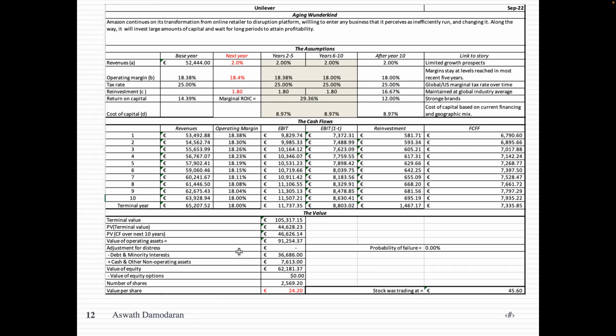Now, the big question here is, what can they do to make their value higher? And the answer is, their revenue growth is not going to jump to 10%. It's almost inconceivable that they can do that.